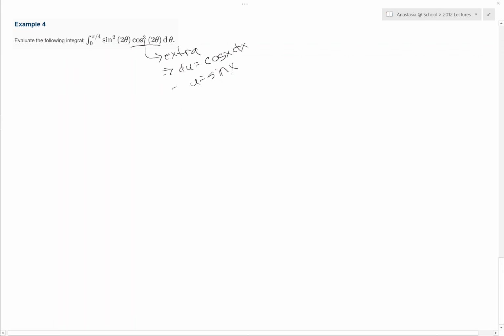So we need to use cosine squared x equaling 1 minus sine squared x to rewrite everything else in terms of sine.